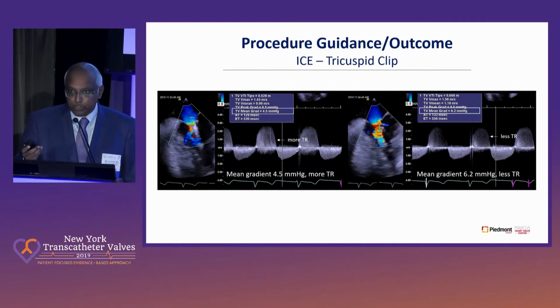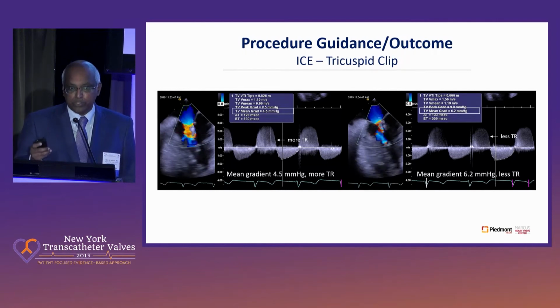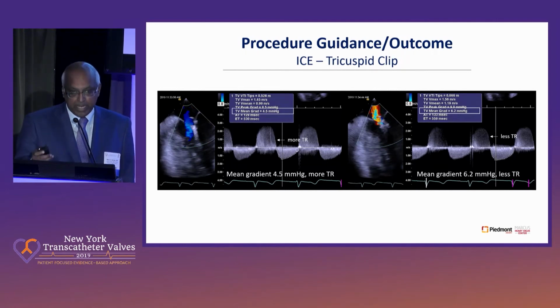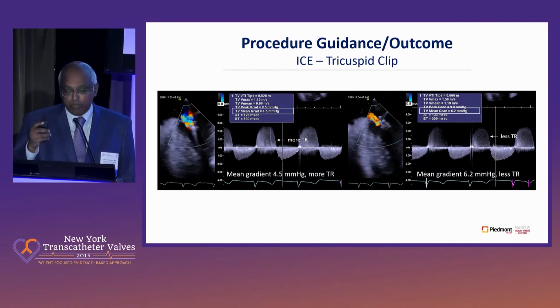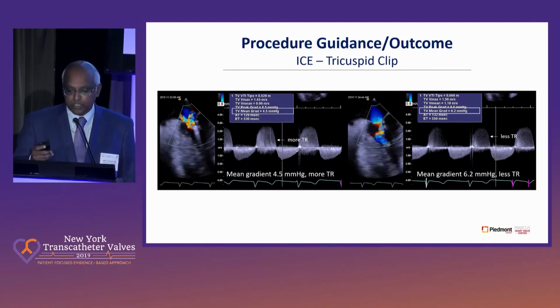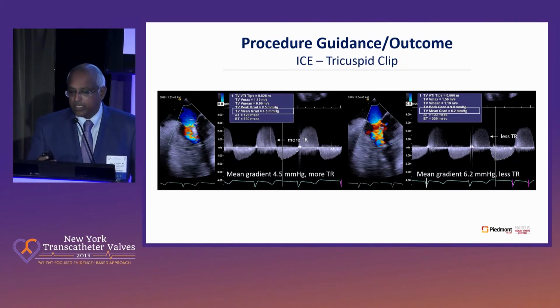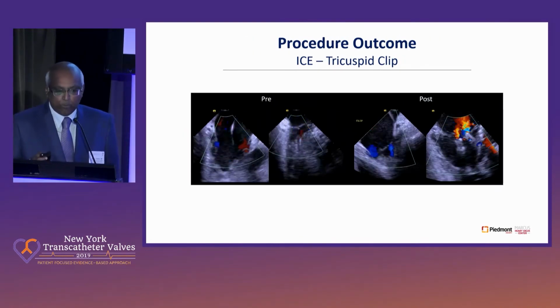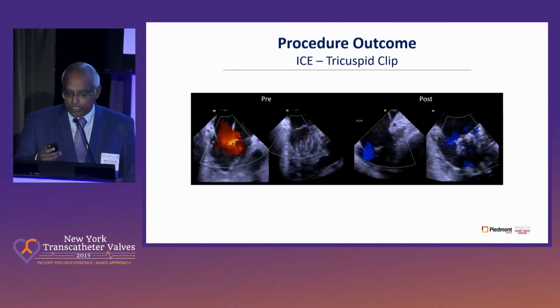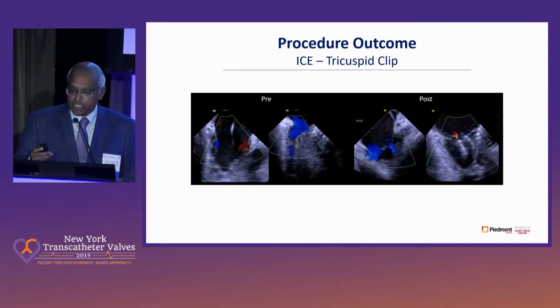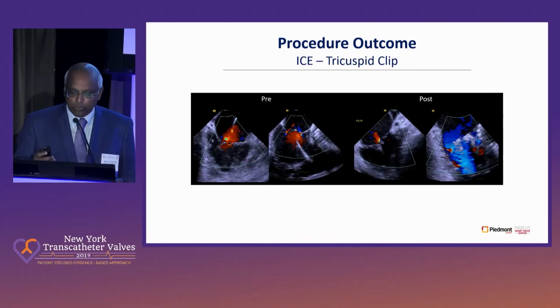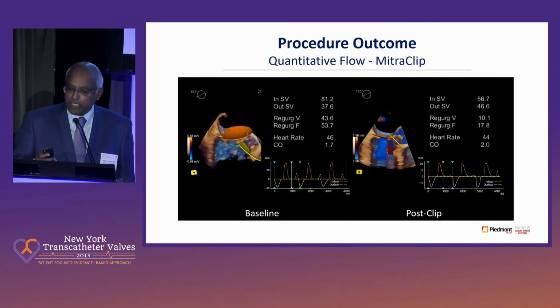What does this mean procedurally? Patients don't have to be put to sleep. They can be done under MAC, and they don't have to go under general anesthesia. This will, in many ways, reduce some of the complications associated with anesthesia in elderly patients. Here is the final result, pre and post. You can see on the left side the pre and post. Full hemodynamic assessment plus color Doppler assessment for the tricuspid valve. The same thing applies on the mitral side.